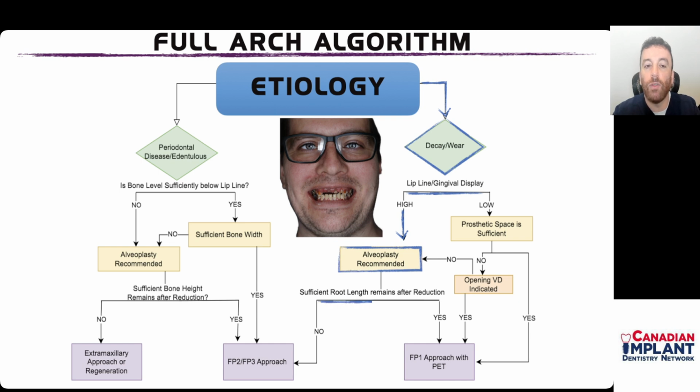However, before we jump to removal of all the teeth, we need to consider, can we keep some elements of his dentition, knowing that resorption is going to happen in the long term, such as what I've shown. So 7 to 8 millimeters of teeth height remain after planned bone reduction. We can perform a crown lengthening around those teeth instead of total alveoplasty, and go with an FP1 approach with partial extraction therapy. So let's dig into that deeper.